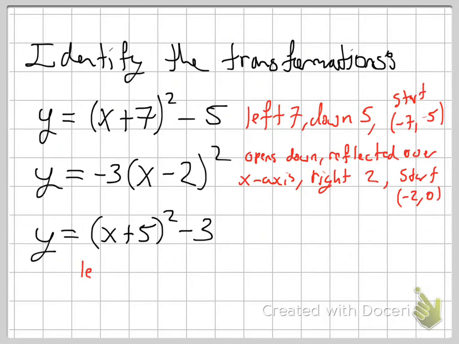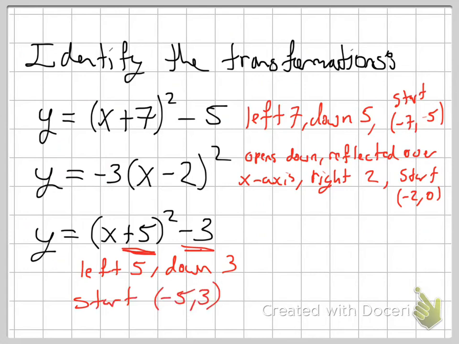Okay, and the last one, the +5, that's going to cause us to shift left 5, and the -3 will cause us to shift down 3. So left 5 and down 3, and we're going to start at -5 and -3. Oops, we forgot the negative sign there. Let's put the negative in there.